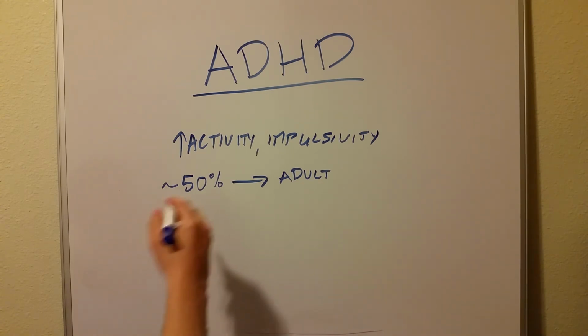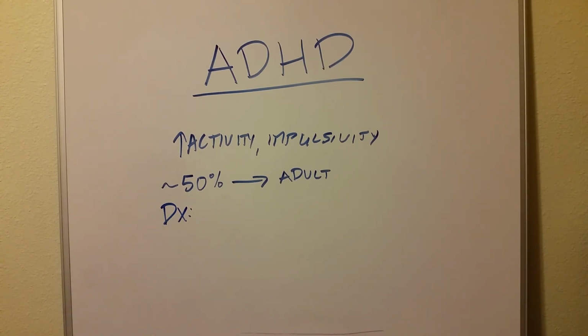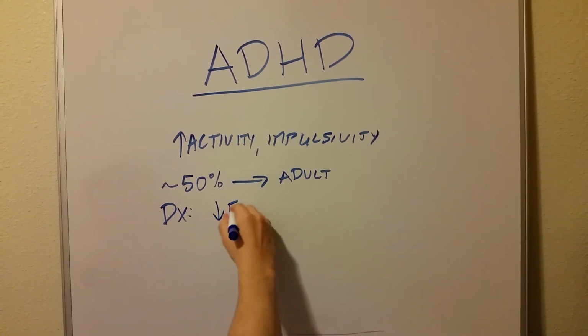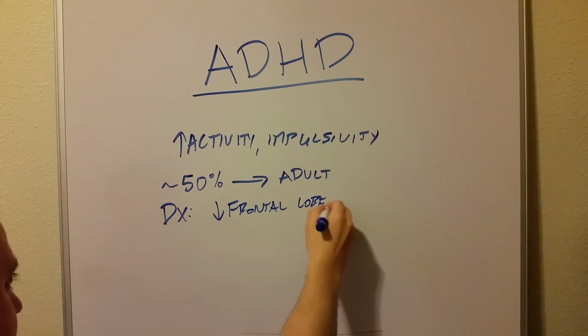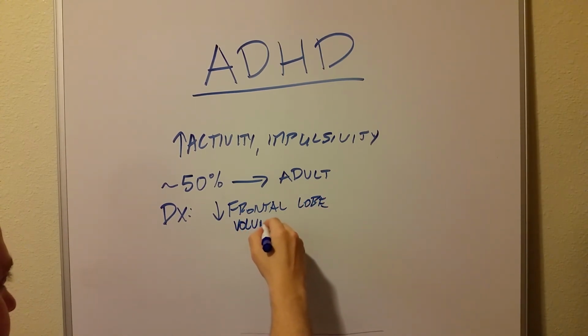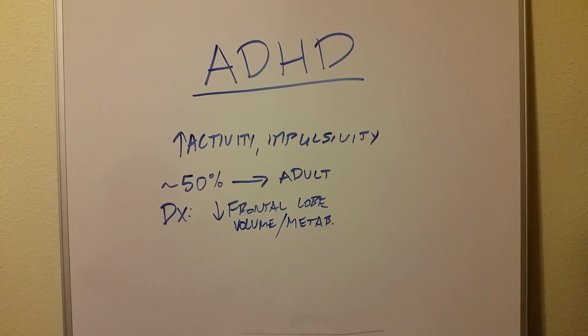If you really want to get into a diagnostic criterion, which we don't really do, you usually can see decreased frontal lobe volume in the brain. Decreased volume and metabolism. Usually we don't get that far. Usually it's more of a clinical diagnosis where we just see these questionnaires. Everyone, the teacher, the parent, and the provider are all kind of on board thinking that this person has some sort of hyperactivity disorder, and that's usually enough to make the diagnosis.